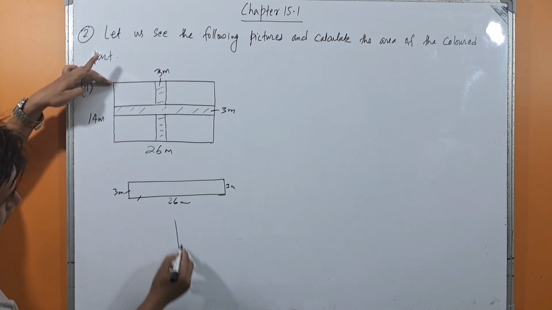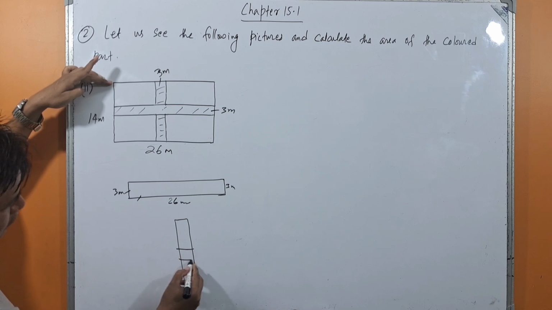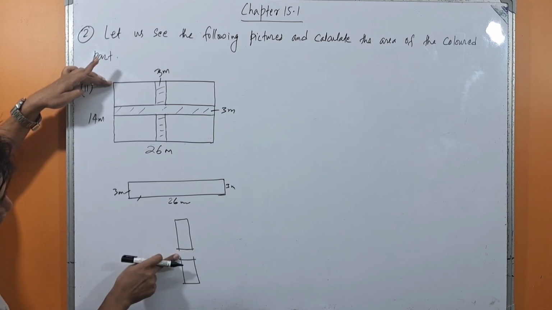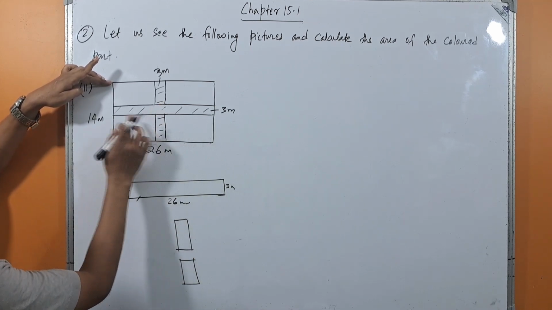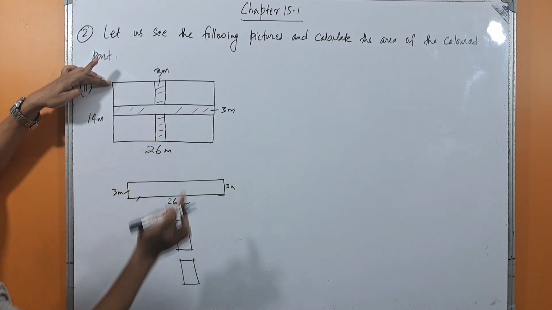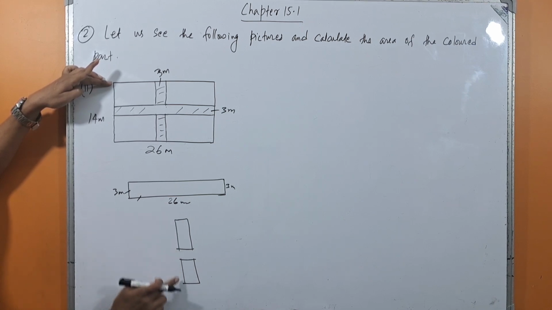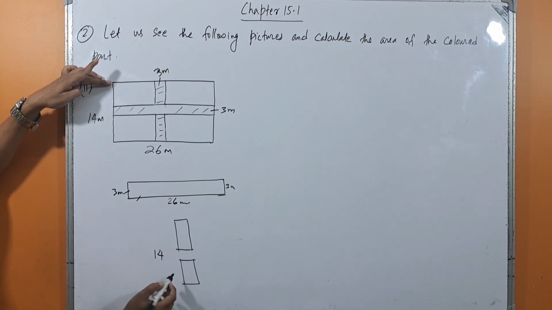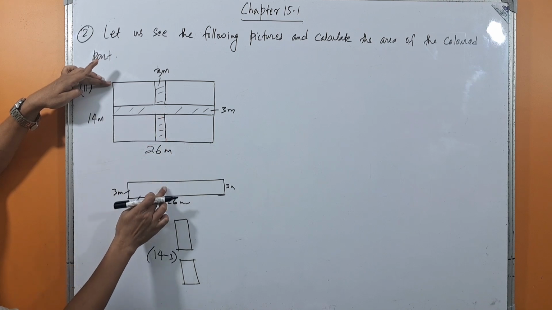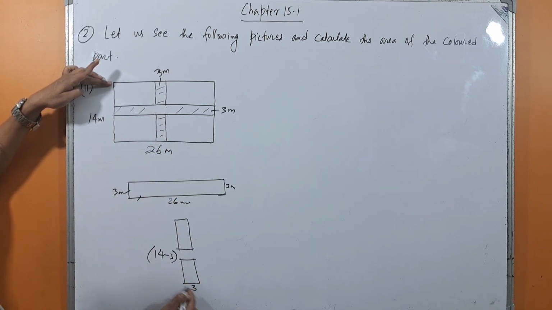Here we can see this one, but we have to subtract 3 meter from here because this 3 meter is already calculated while finding the area of this long rectangle, isn't it? So 3 meter has to be subtracted. Total length was 14, so 14 minus 3. Now the breadth is 3 meter.